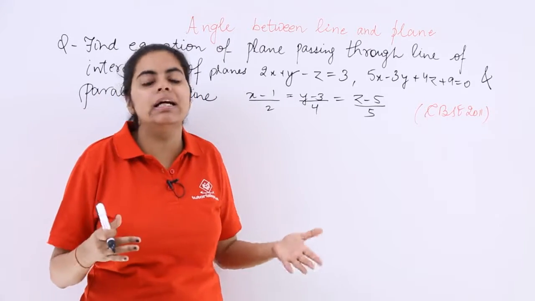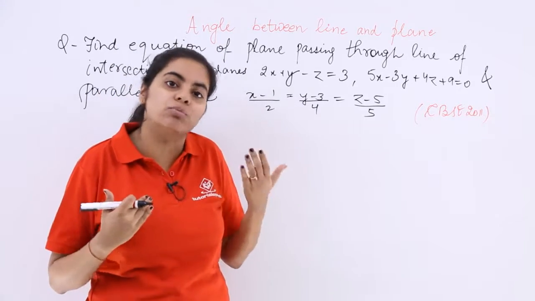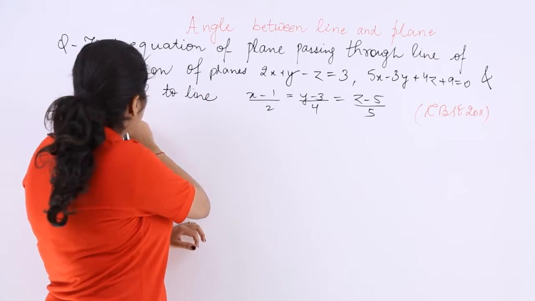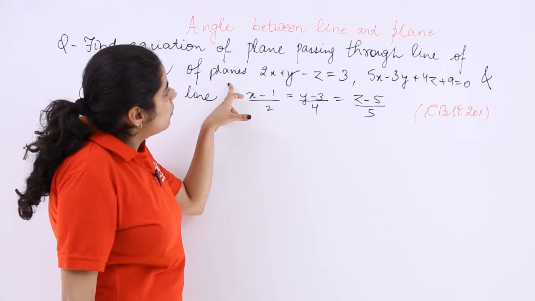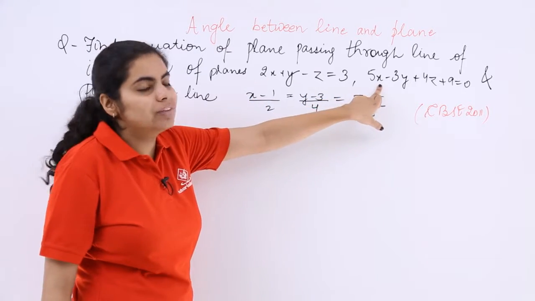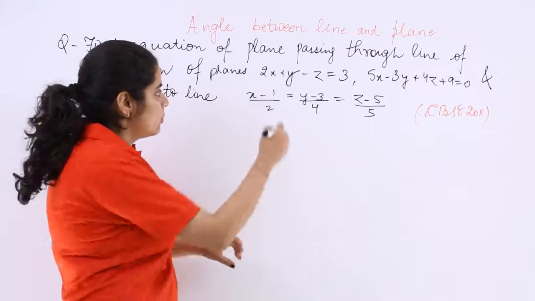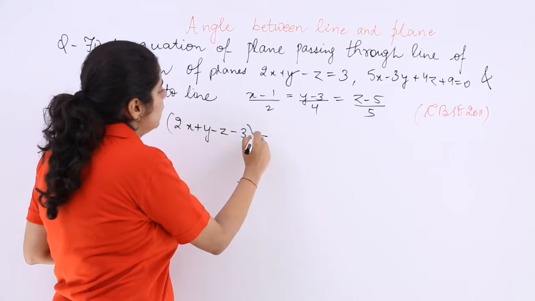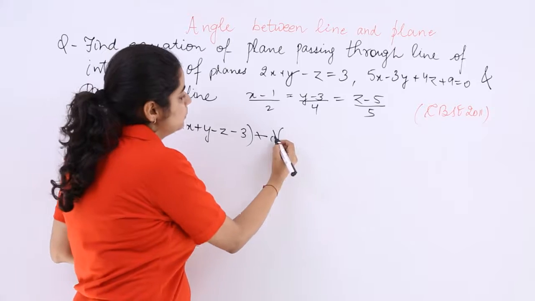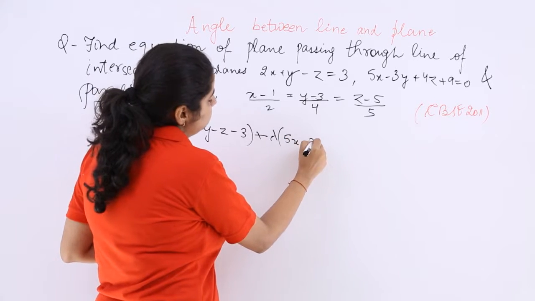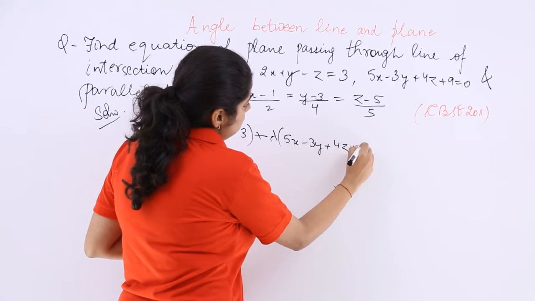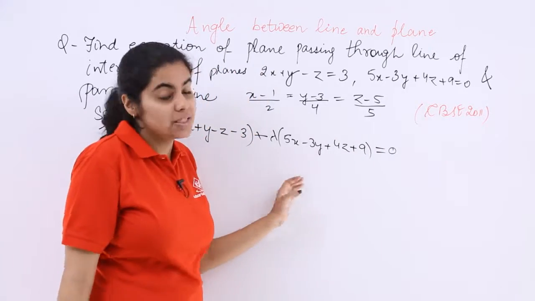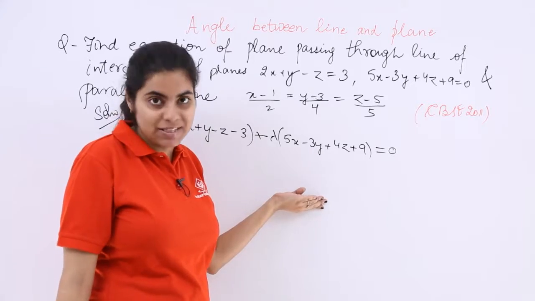So this can only be done if you are very clear with the concepts of both line and plane. So now I write the solution and let's move step by step. It says passing through the intersection of these two planes. For the intersection part, we already know we do something like this. We take the first equation plus lambda times the second equation, and we put it equal to 0. This can be done for the intersection part.